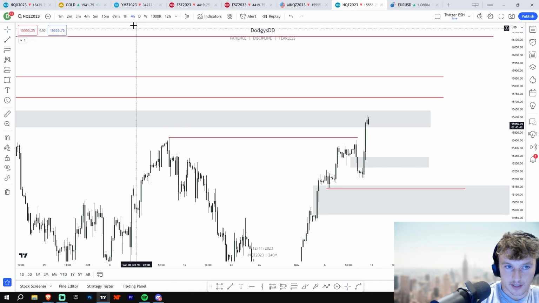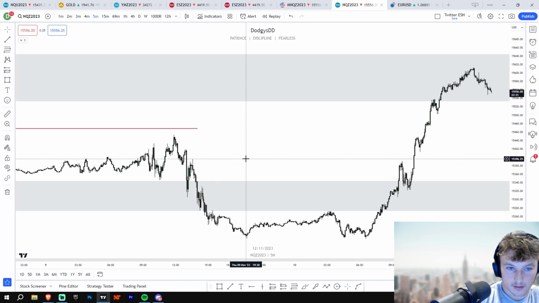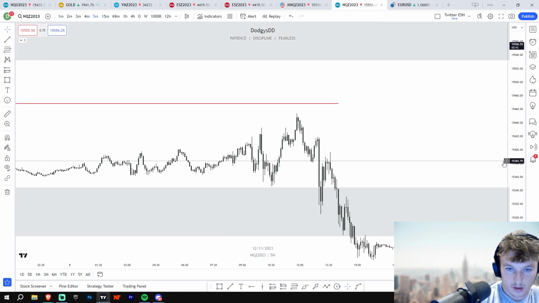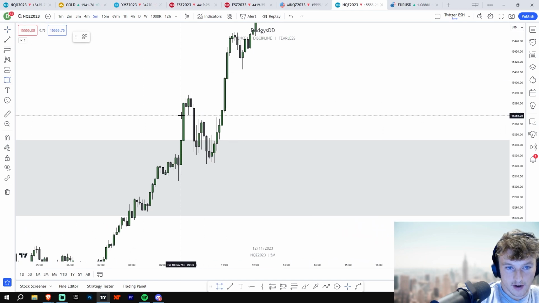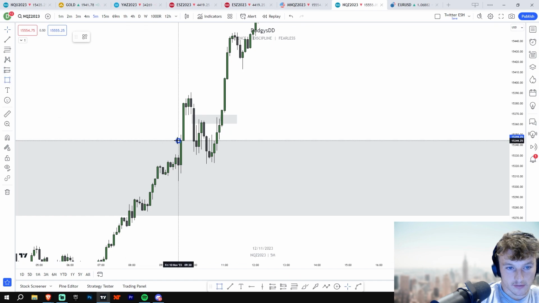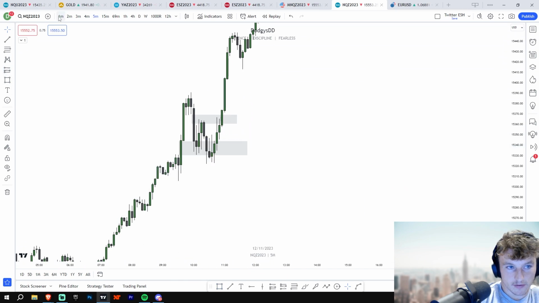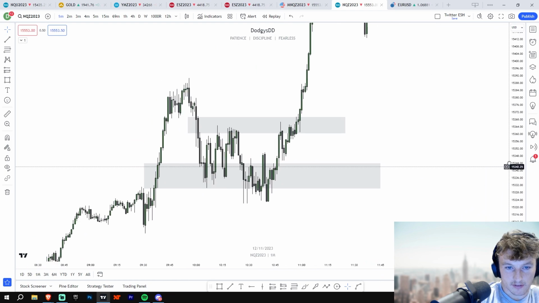Let me see an example. Oh yeah, right here. So on Friday, we were between this bearish fair value gap and this bullish fair value gap. Now, if I go to the 1 minute on Friday, look what happened. Look at the price action between those two fair value gaps.